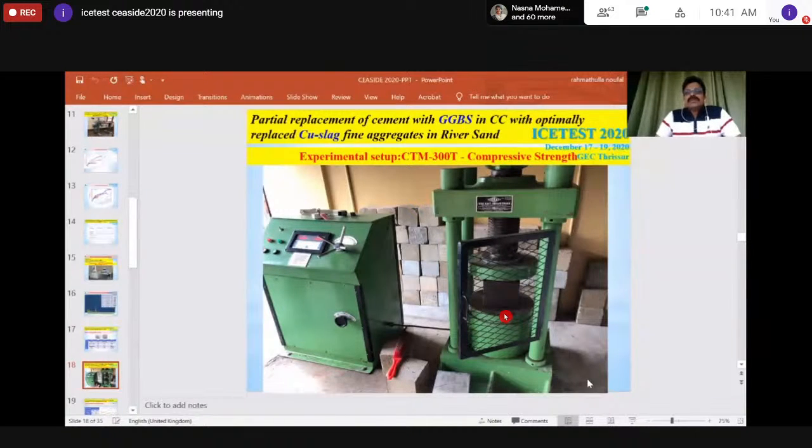Based on the mix ratio, the cubes, cylinders, and beams are cast. They are cured for 7 days and 28 days, and tested for compressive strength using a compression testing machine, structural strength using a UTM, and split tensile strength using a UTM, universal testing machine.